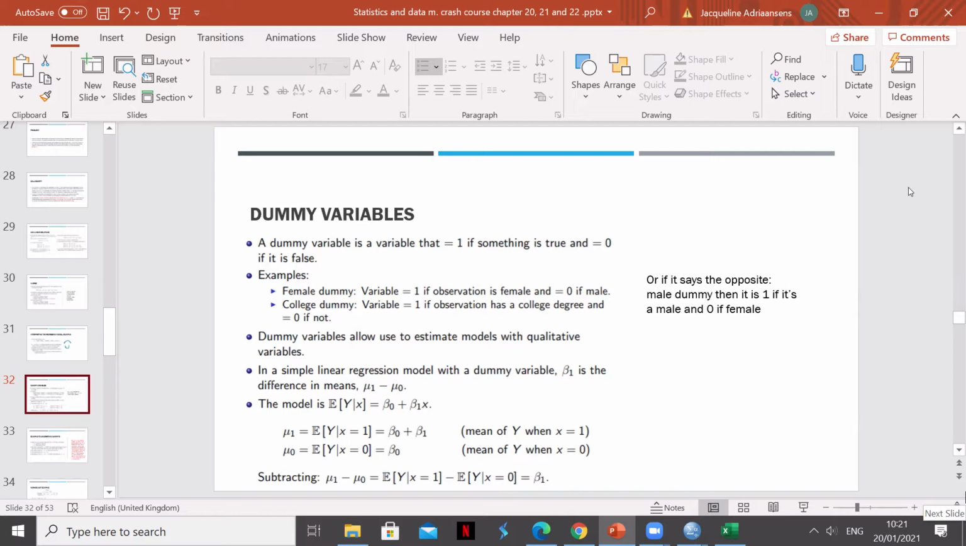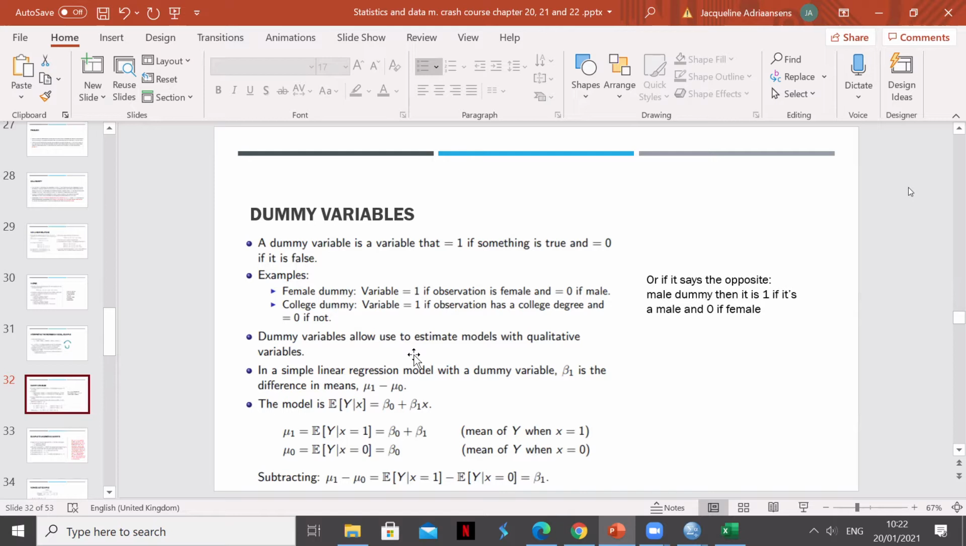It's actually just common logic or common sense. But yeah, I wouldn't say you have to remember it, but you have to understand it. That if I say you have a female dummy, then it's 1 if it's female, 0 if male. But if I have a male dummy, it's the other way around, because it's 1 if it's male, and it's 0 if it's female.